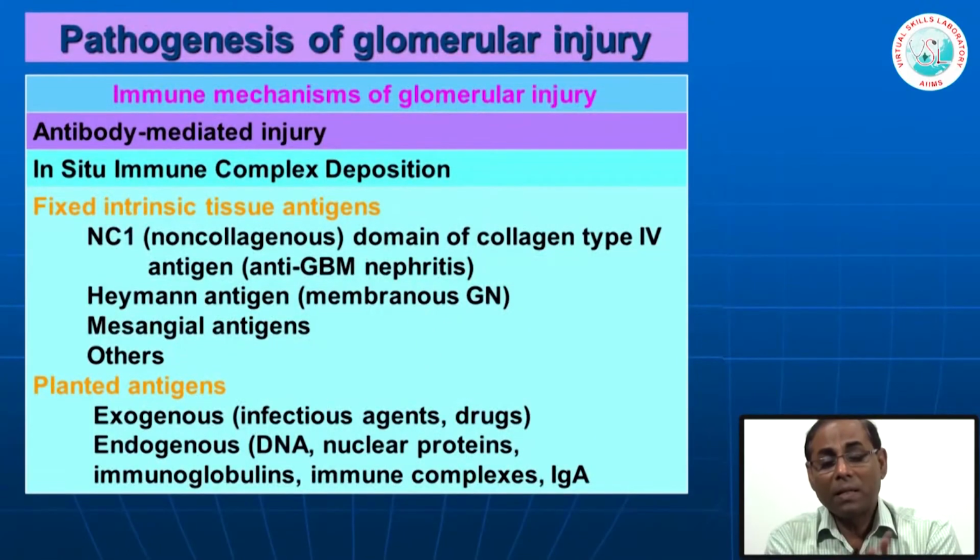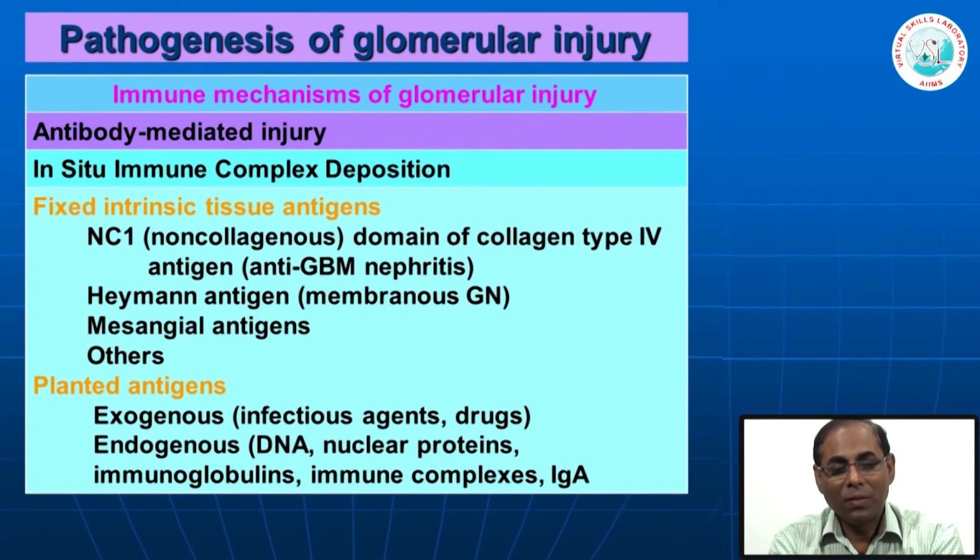From minimal change disease and FSGS, which are not associated with immune complex deposition, we have come to membranous glomerulonephritis where there is immune complex deposition. So we will now discuss how immune complex deposition causes the abnormality or pathology in the glomerulus. For that we can have a very simplified concept. See the immune mechanism of the glomerular injury.